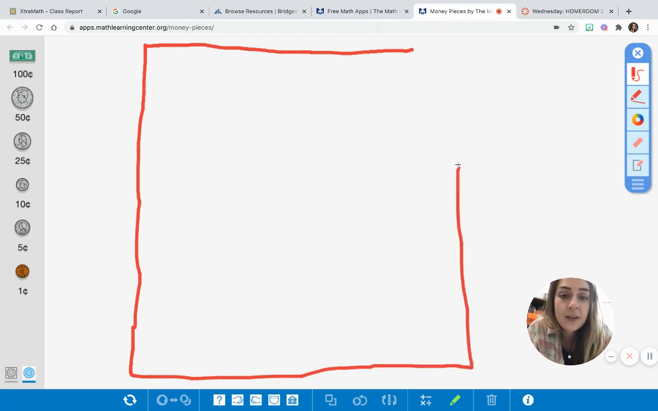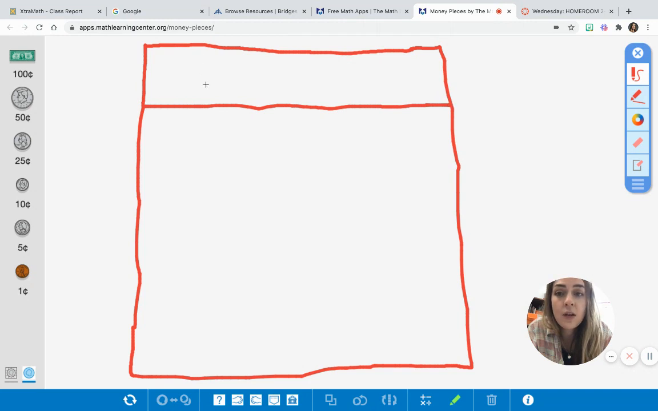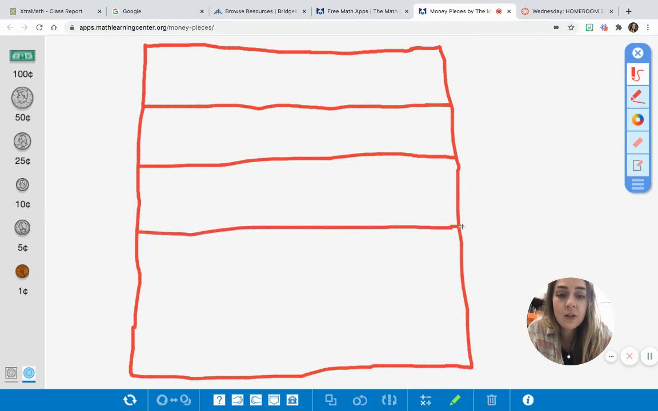Okay, so here's my piece of paper. I'm going to do this 6 times. So there's one area. This is just to practice counting coins. I'm actually only going to do it 5 times.